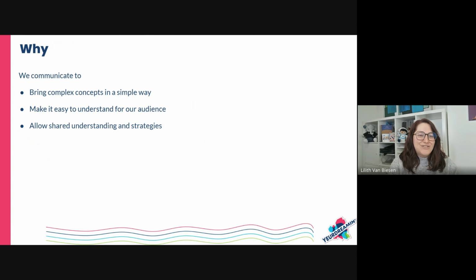We want to make sure that they understand what steps in the process, what steps in the project will be happening. This will allow us to have a shared understanding of both, what is the goal, what are we trying to achieve, and what are the strategies through which we are trying to achieve this.